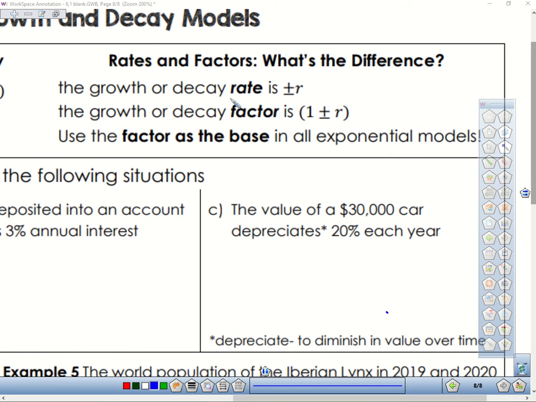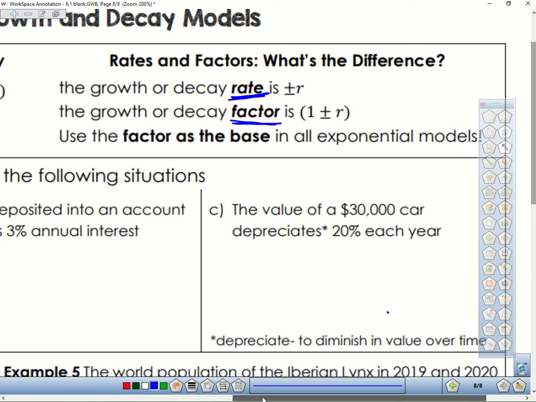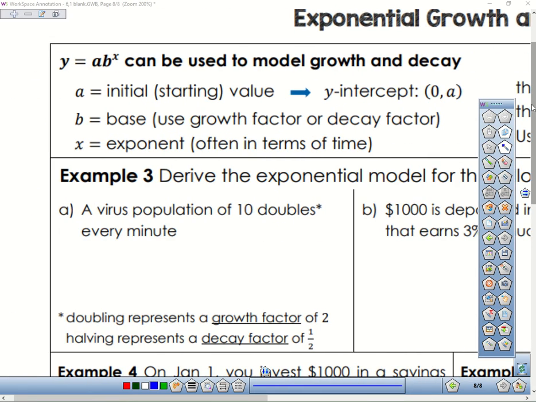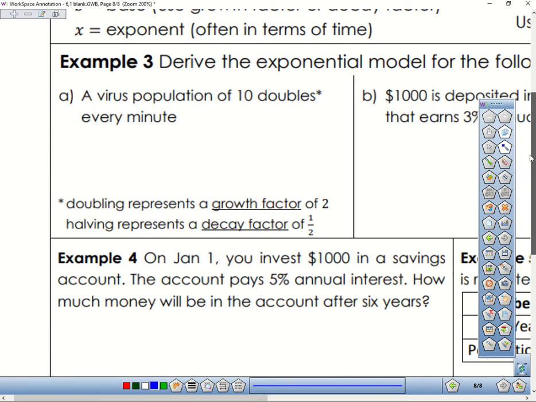So the growth rate or decay rate is r, and the growth or decay factor is 1 plus or minus r. So if you have your growth rate, you can't just plug that rate into the function itself. You have to adapt it by either adding or subtracting it from 1. And I'll explain as that comes up in the problem how that works. And then use the factor as the base in all exponential models. So you need to use the factor instead of the rate. That's really important.